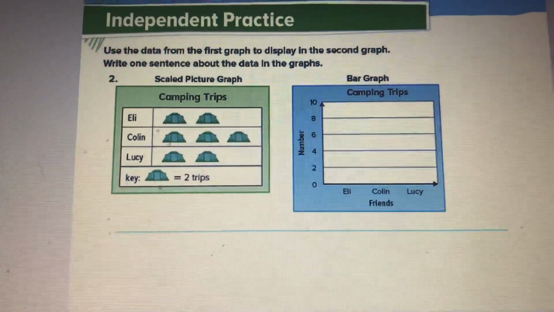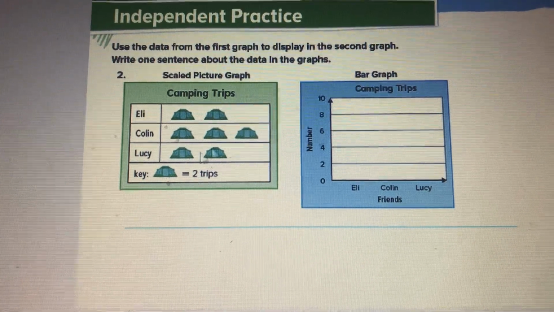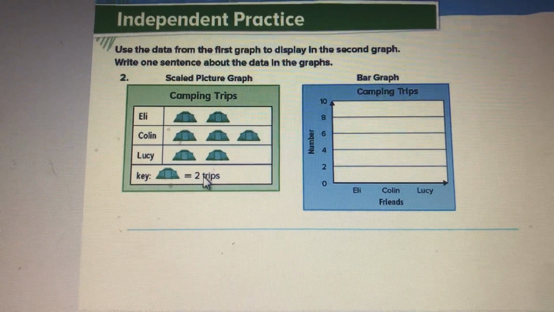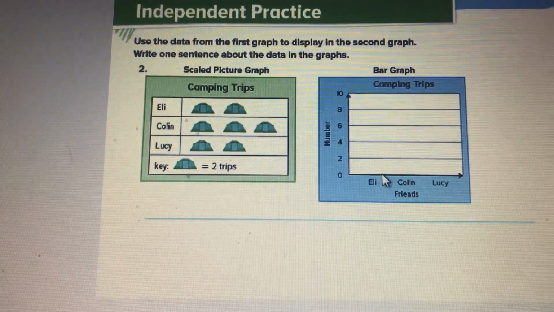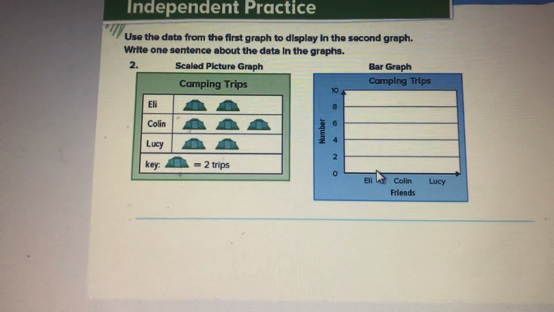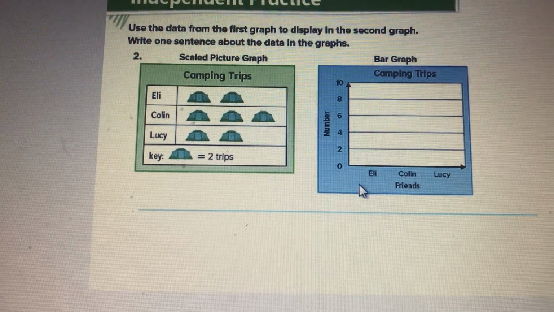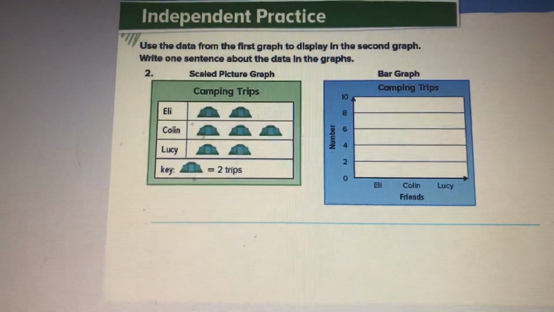Okay, so let's take this scaled picture graph, look at the bar graph. Each tent represents 2 trips, so Eli went on 2, 4. So you come over to Eli, make your vertical bar graph, go up to 4. Okay, then you'd go on to Colin and Lucy.